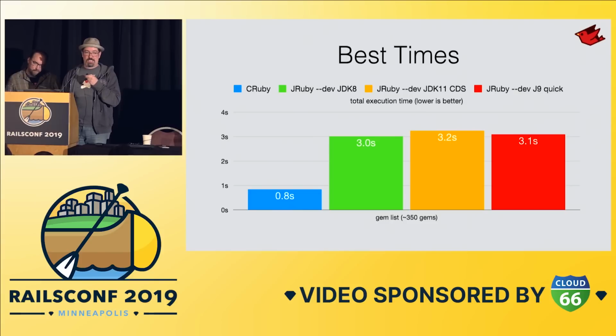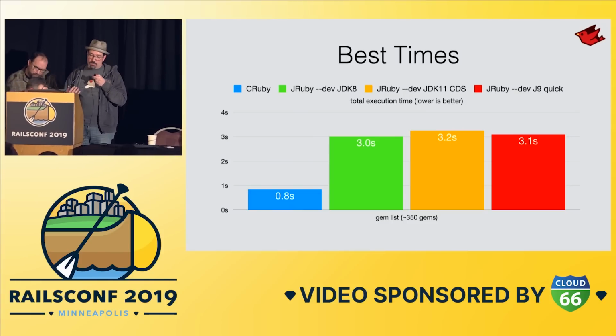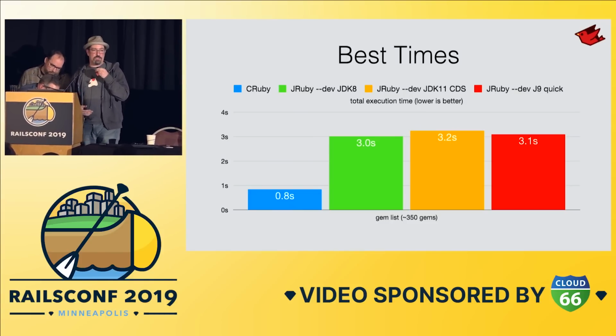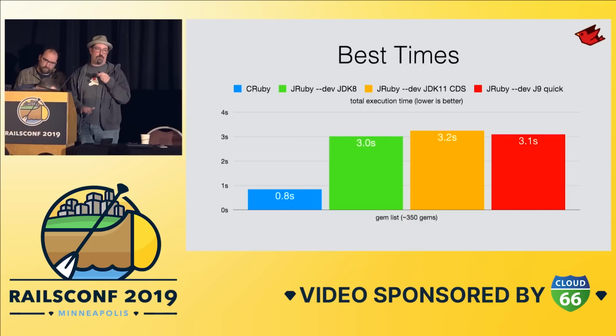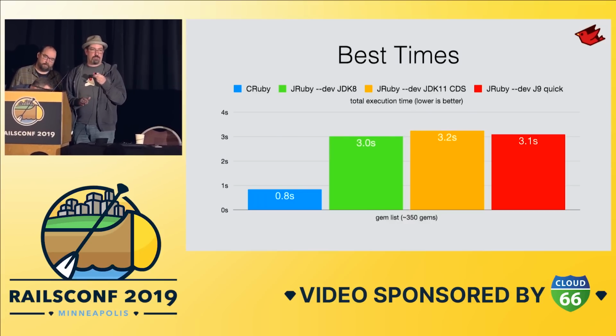If we look at where our best times are, like I say, it comes down from 5 to 6 times slower than CRuby to in the 3 to 4 times slower range. It's enough to be uncomfortable, but maybe not enough to be super annoying all the time.